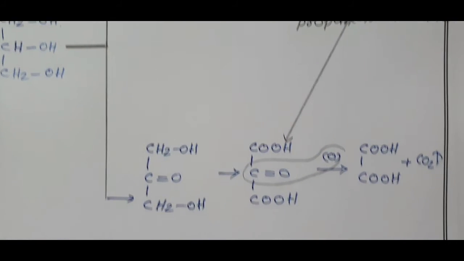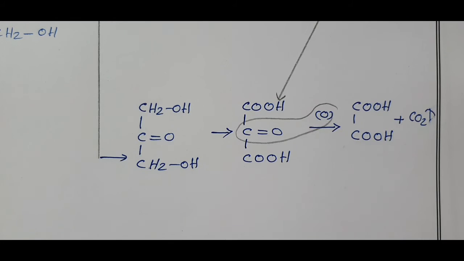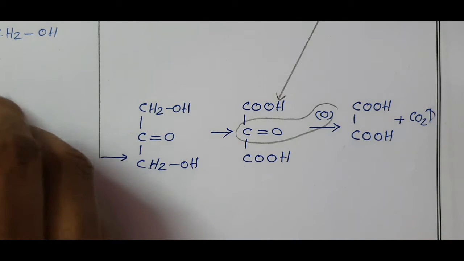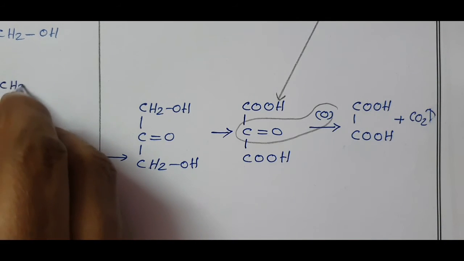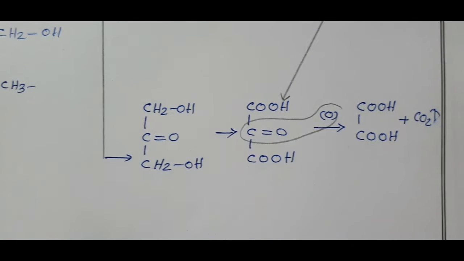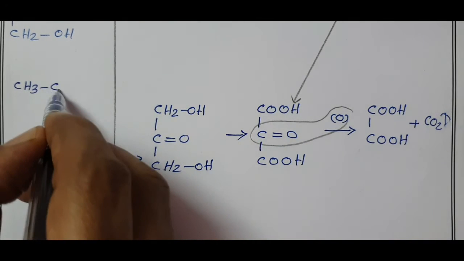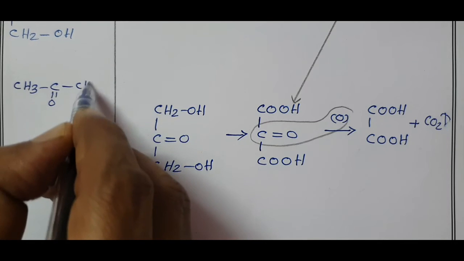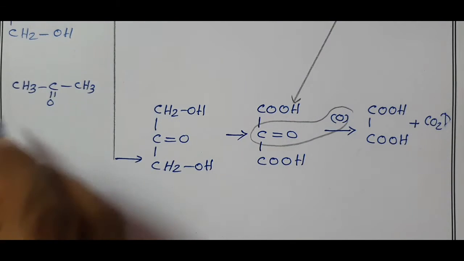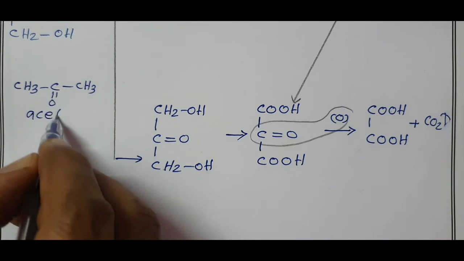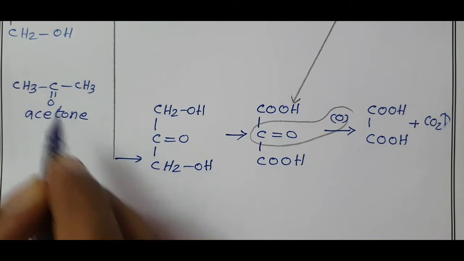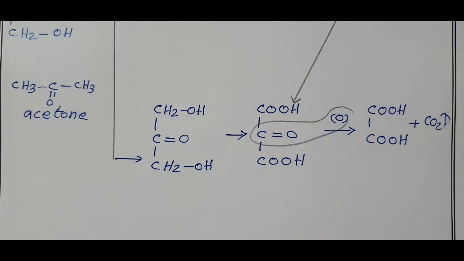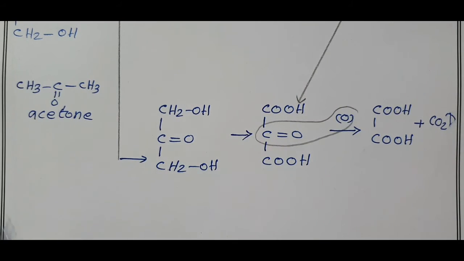Now come to these 3 compounds. First compound, common name: we can give the common name from one more compound. You know the name of this compound? CH3, C double bond O, CH3. I think you know the name: acetone, dimethyl ketone, propanone, simply acetone, a solvent.